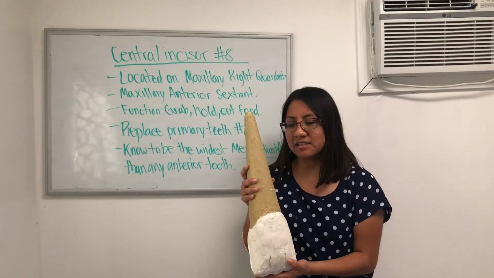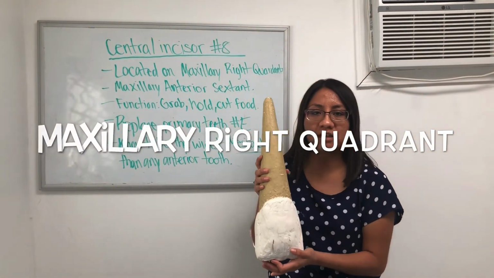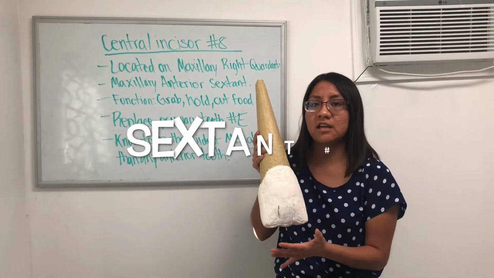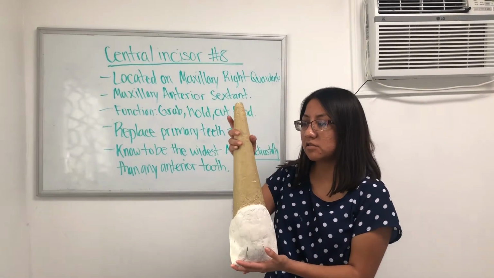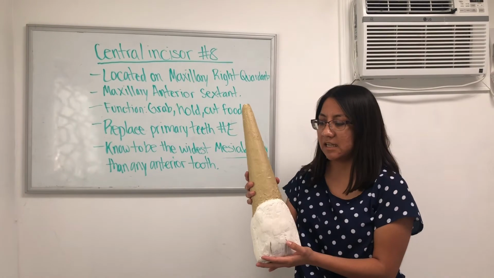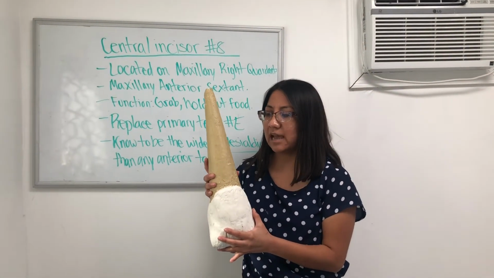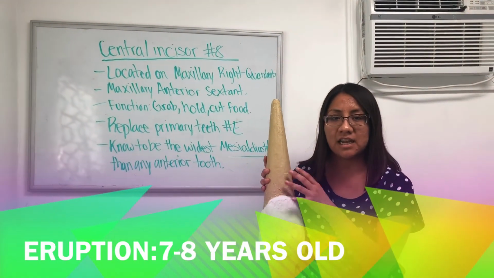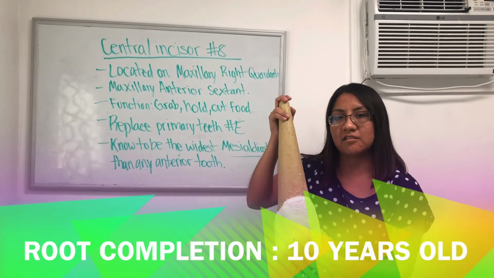Tooth number 8 is a central incisor that is located on the maxillary right quadrant. It's also located in the maxillary anterior second sector. This tooth is known to be succedaneous because it replaces the primary tooth, letter E. It's important to remember that the eruption of this tooth is at the age of 7 to 8 years old, and the root completion is at the age of 10.